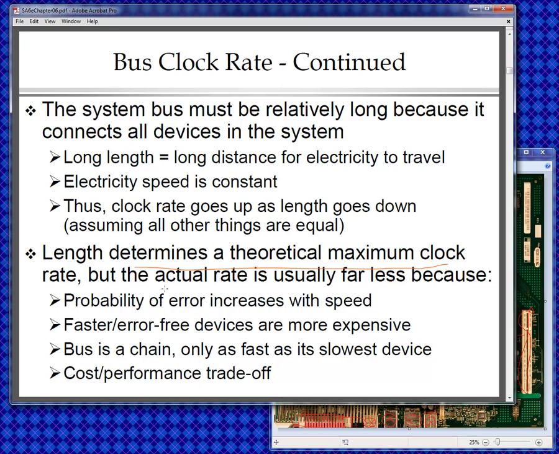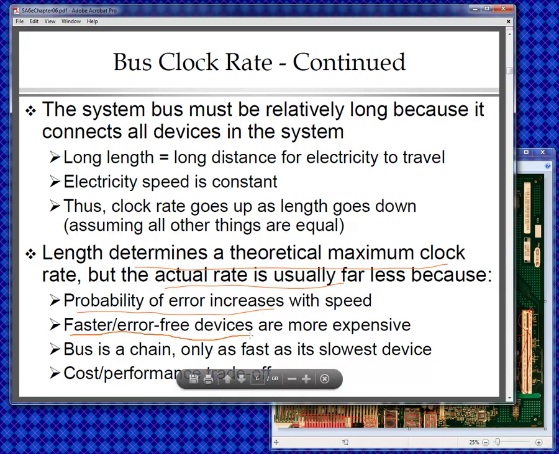However, the actual clock rate is usually less than would be determined by the length. And there are several reasons for that. One is as you increase speed, you increase error. And typically inside computers, errors are things we want to avoid. So we set the rate a lot lower than the theoretical maximum so that we can keep the errors down, hopefully to zero. Okay, another issue.